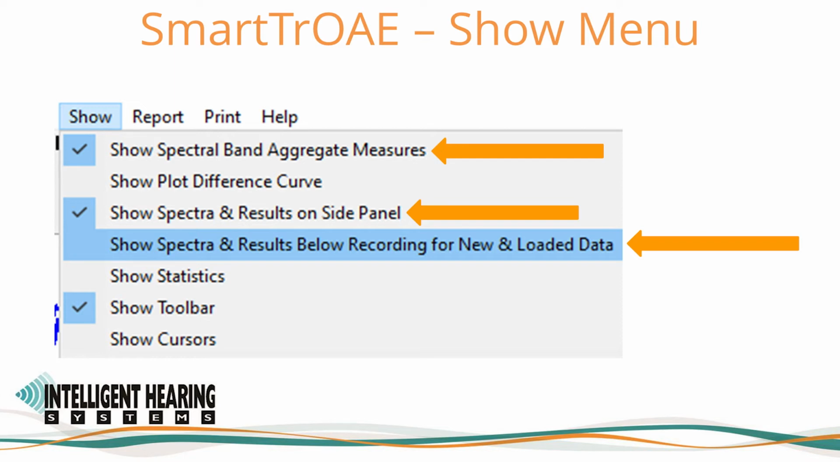And the third option we added to the Show menu is the Show Spectra and Results Below Recording for new and loaded data. When active, the FFT, Mieto response, and table of the selected response will appear below the time domain response. Deactivating this item will make the screen more manageable when multiple responses are on the screen, since only the time domain waveform will be shown. The side panel will still show the graphs and table if the previous option is active.